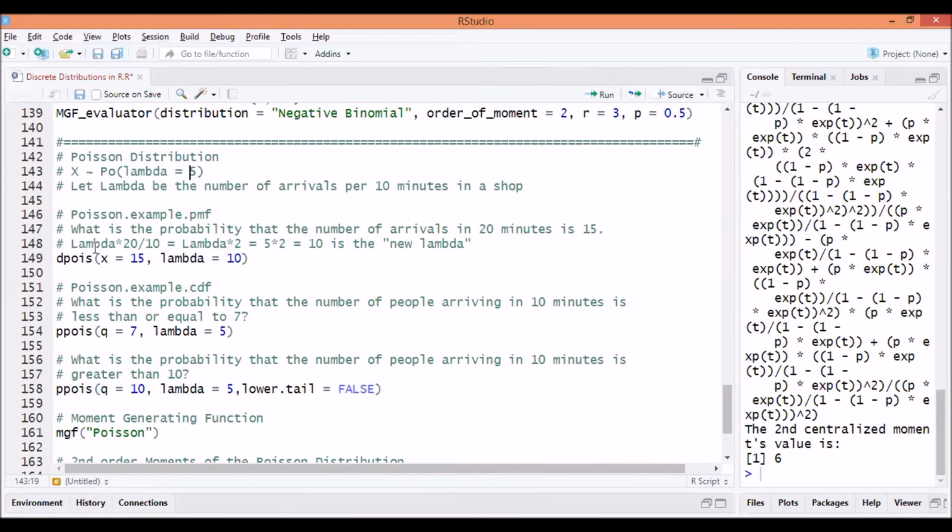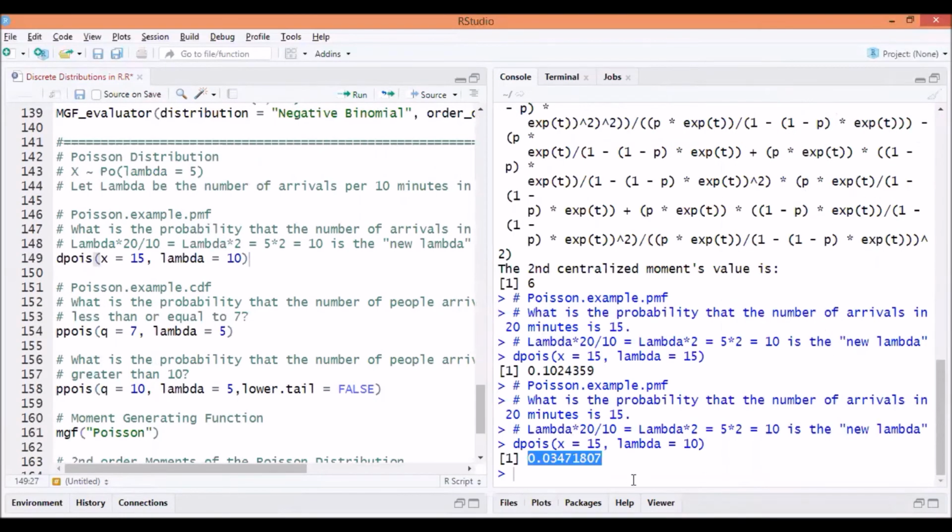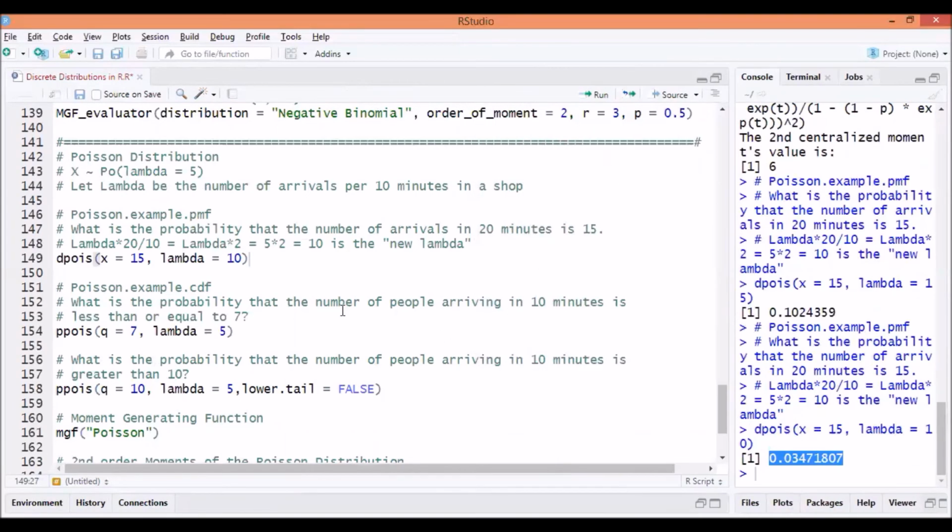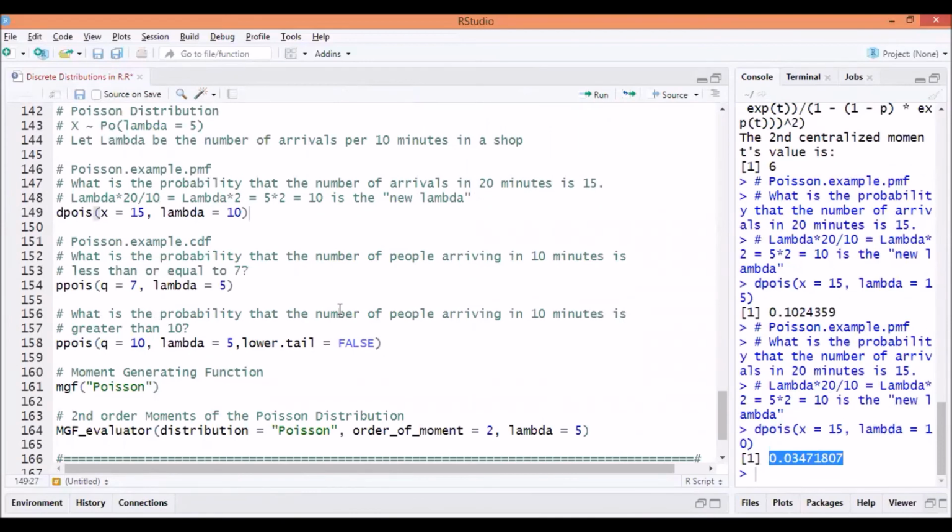With this framing of the Poisson distribution, we're asking ourselves, what is the probability that the number of arrivals in 20 minutes is 15? And we get that answer to be 0.0347, roughly. Next, for the cumulative distribution function, what's the probability that the number of people arriving in 10 minutes is less than or equal to 7?